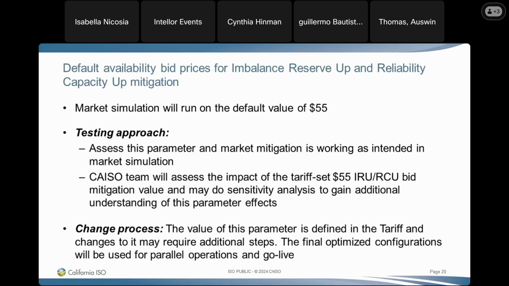Hi, this is Adam Swadley from the Department of Market Monitoring. I just had a quick question on the last two. You noted that the value of $55 is established in the tariff, and you described doing some sensitivity analysis around that. So the first question is, would you be considering values higher than $55? And if so, is there any possibility that the results of that testing would lead the ISO to propose a tariff change to establish a higher value prior to go live?